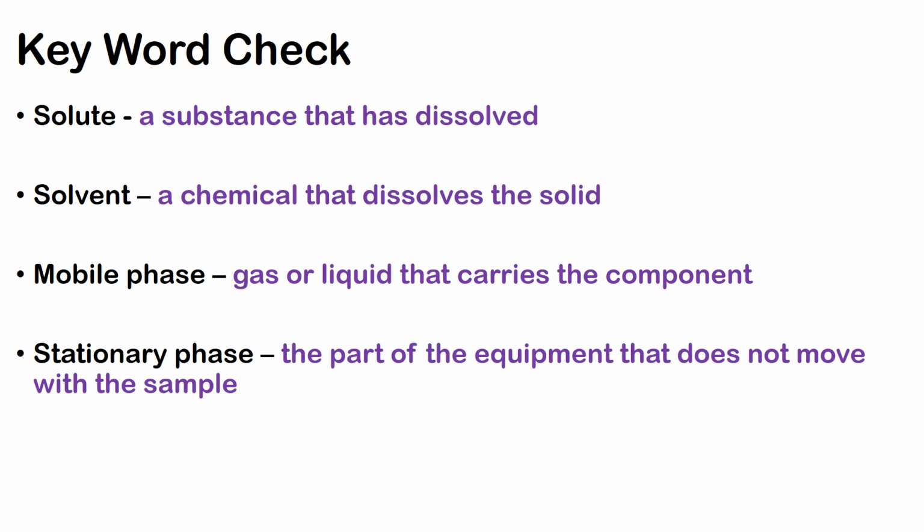So solute is a substance that is dissolved. Solvent is a chemical that dissolves the solid or the substance. The mobile phase is the liquid or the gas that carries the components. So in our case, it's the liquid. And the stationary phase is the part of the equipment that doesn't move. So in our case, the paper.